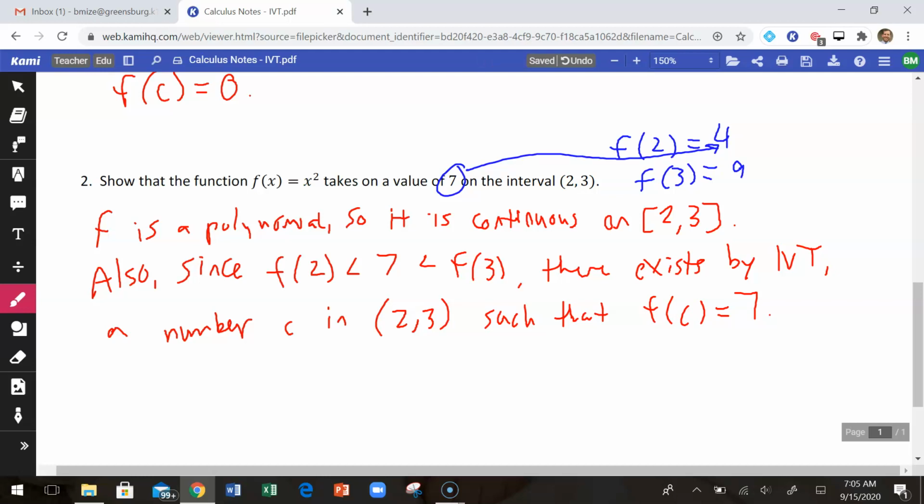Sometimes you may be asked to find what that value c is. Okay, so c is just some x value between 2 and 3, where if I plug it into this function, I get 7. And so in this case, c is equal to the square root of 7. Right? Because if I plug in the square root of 7, square root of 7 squared would give me 7. The square root of 7 is in between 2 and 3. So that is what we're showing here. We're just saying that there is a number in between 2 and 3. You may sometimes be asked to state what that number is.